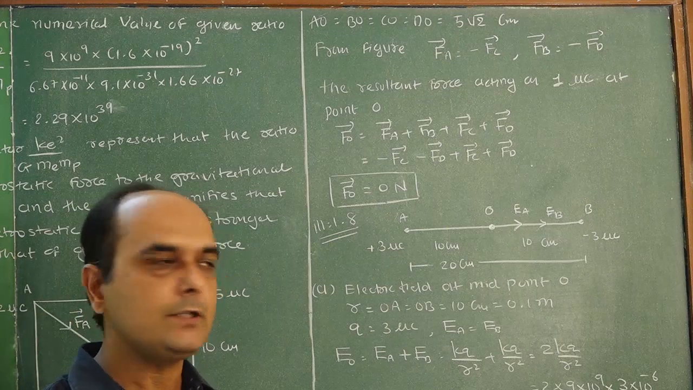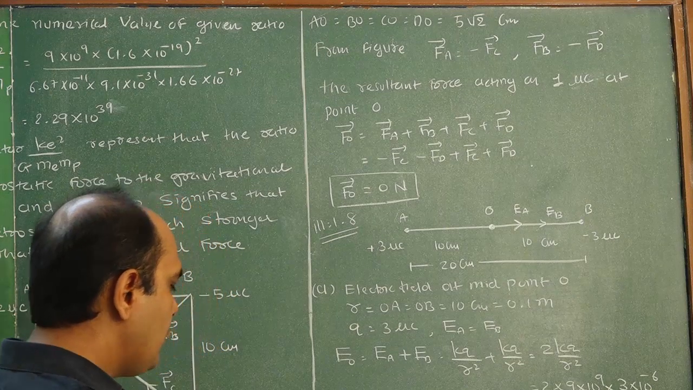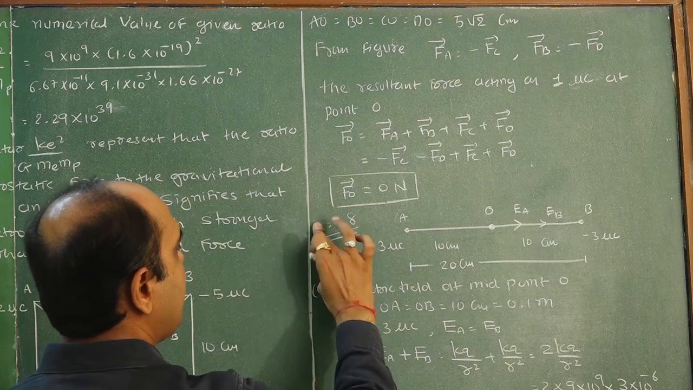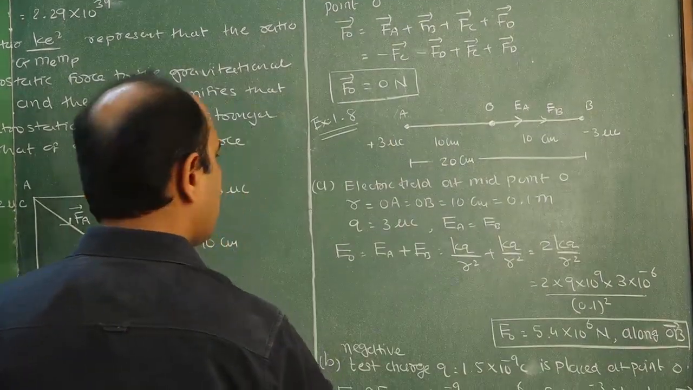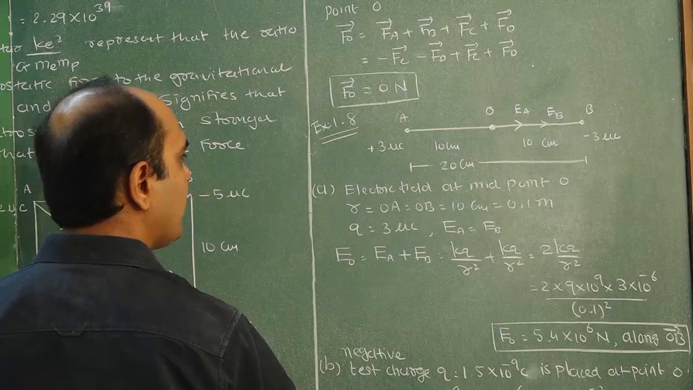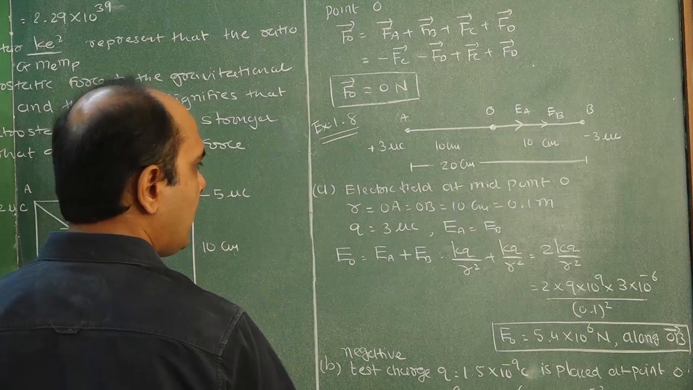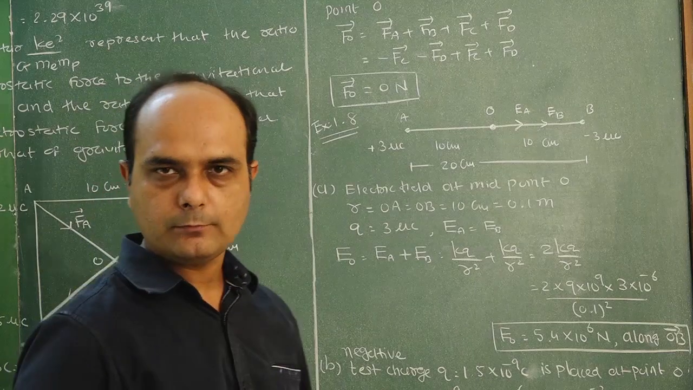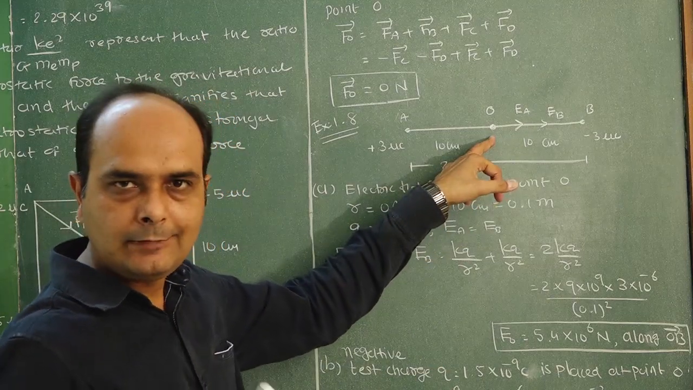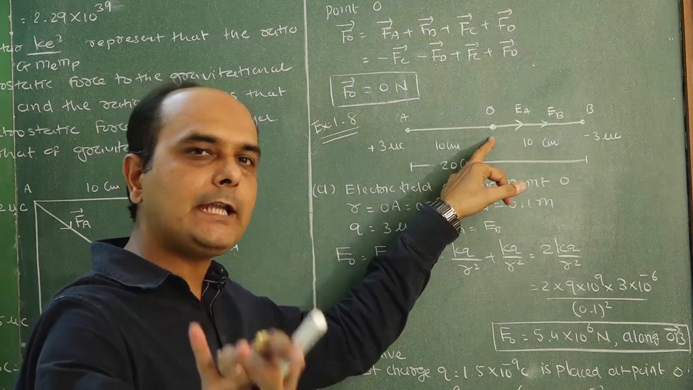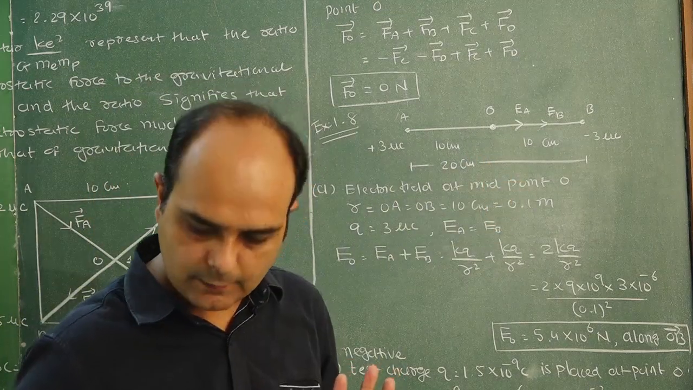Okay, now this example is completed. So now we are moving on to the next example, example number 1.8. Students, in this example, we place one dipole. Calculate the electric field at the midpoint of the dipole and calculate the force acting on the test charge. These are the two questions.